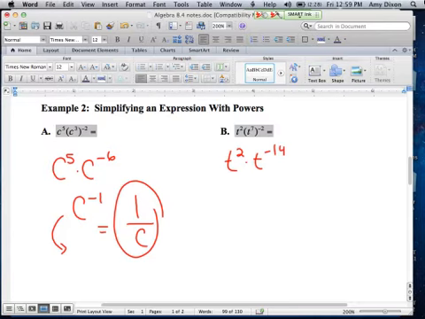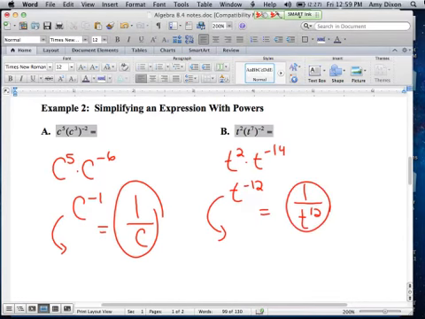Now we have 2 powers that have the same base. Same level of exponents, we can just add them. So you get t to the negative 12. We need to move it to the bottom, so we get 1 over t to the 12. And that's how the power to the power property works.